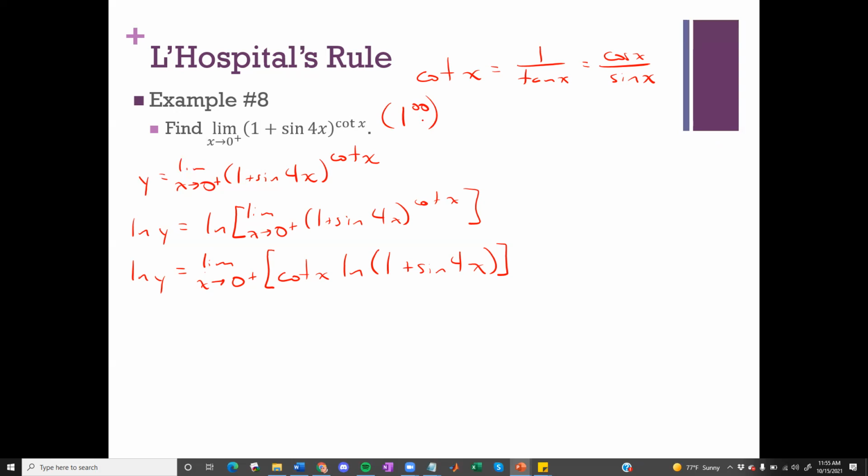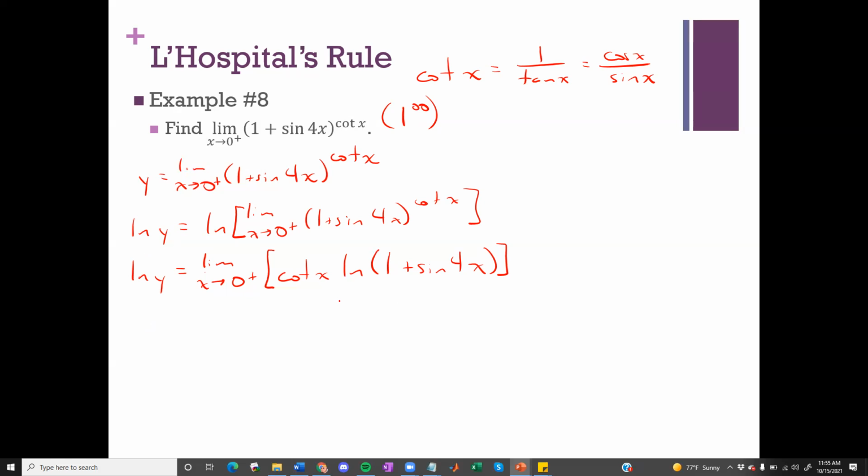Zach, I think you were the last one that asked this question. In this situation, we have 1 plus sine of 4x raised to some other power. All right, so we got this indeterminate form that we're not going to be able to evaluate directly. We're going to have to find this limit and then basically solve for y after that.